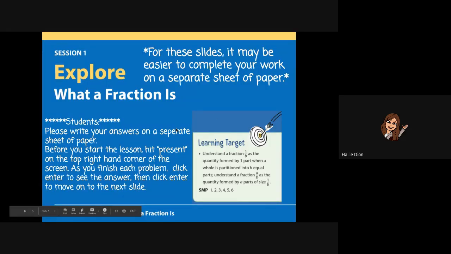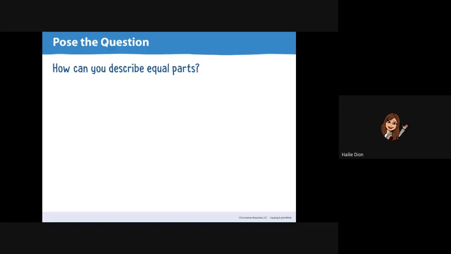So today you're going to be working on day 2 of fraction. So today's focus is what a fraction is and understanding what a unit fraction is. So the question that we start off with is how you can describe equal parts. So to you, what is an equal part?